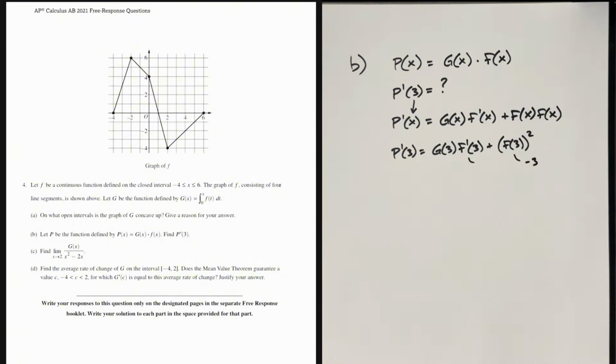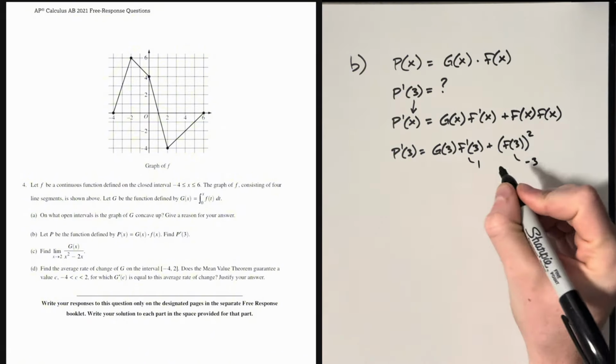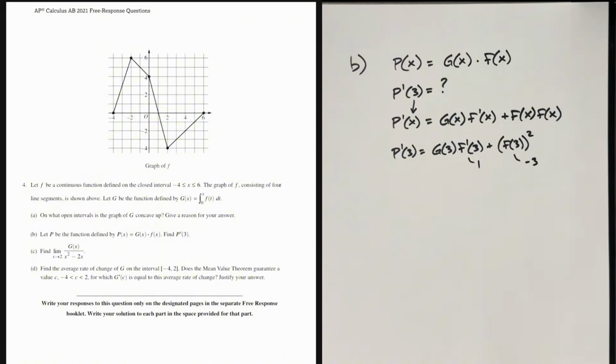Now, f prime of 3 is the slope of that line at x equals 3. We check it, rise over run, it's equal to 1. So f prime of 3 is equal to 1. We're almost there. We just need to find g of 3.